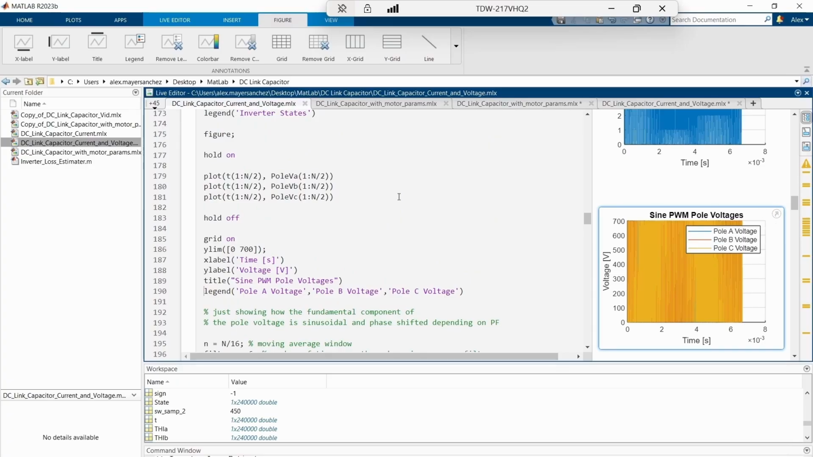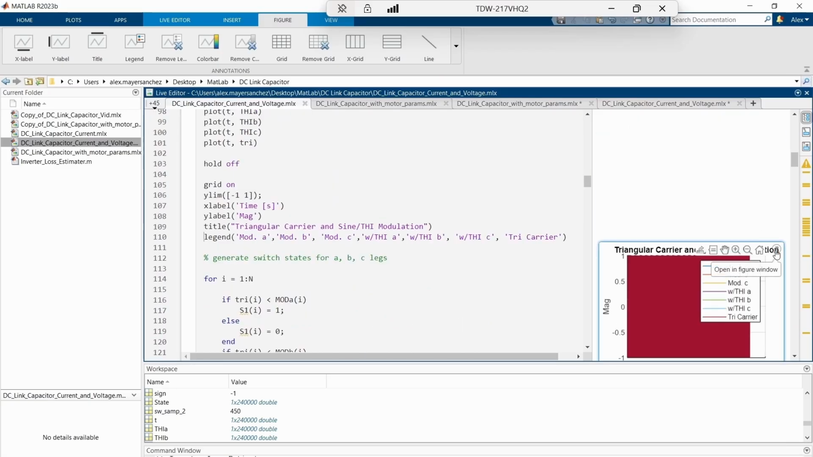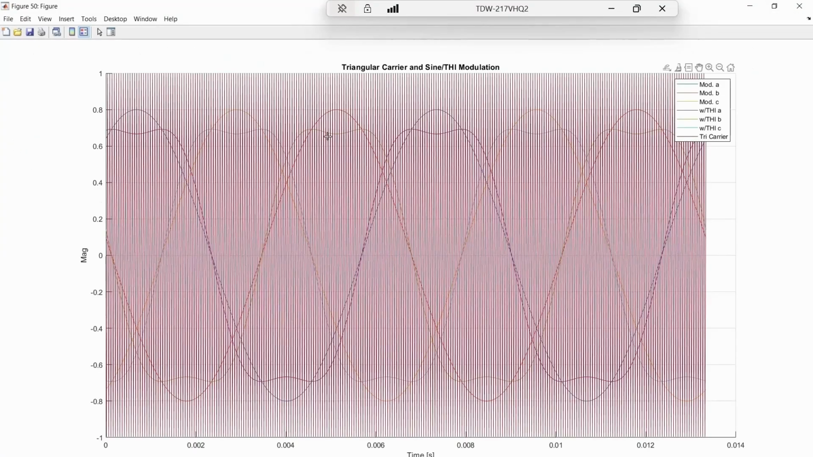So now you can see I changed the modulation index to, oh, this isn't what I want it to look like. We changed the modulation index to 0.8. So you can see for the sine PWM, the modulation waveform ends up being 0.8, but for third harmonic injection, the modulation index is 0.8, so the fundamental of this waveform would go up to 0.8. Then because we have the third harmonic, it changes the peak of this waveform.